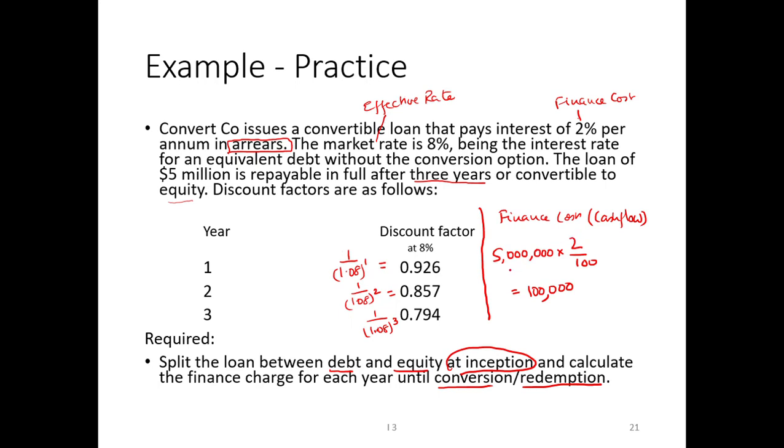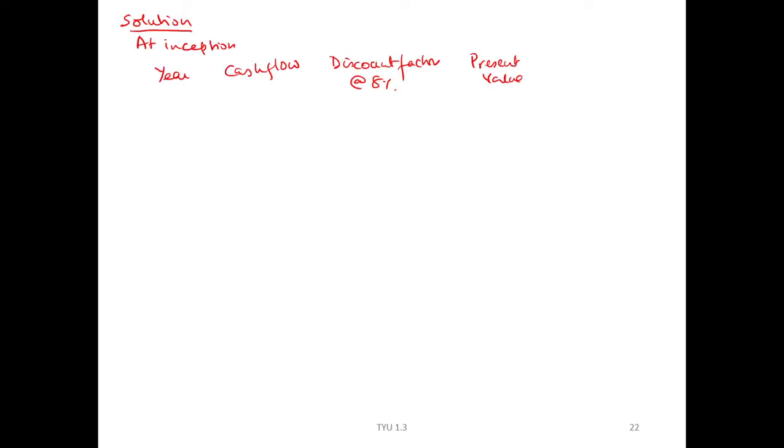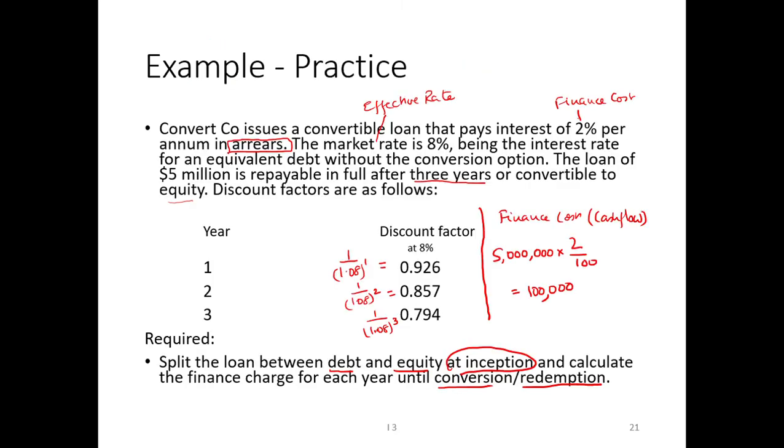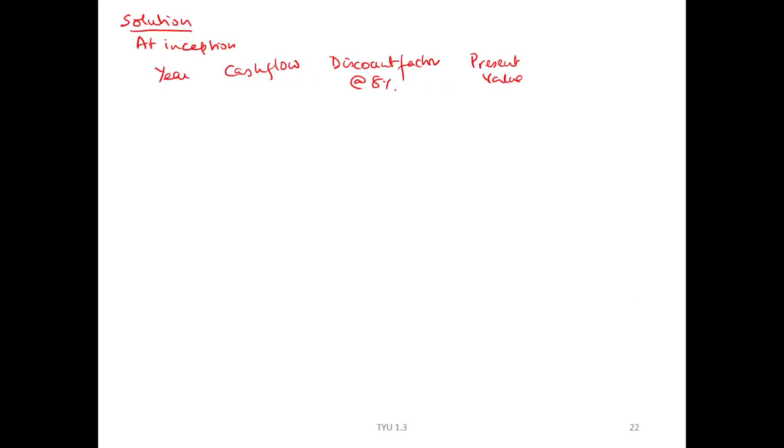Finance cost, or you can put it as a cash flow. How much is the cash flow? For this, the cash flow is over 1 to 3 years. Now, if you take into consideration, make it year 1, year 2, and year 3.